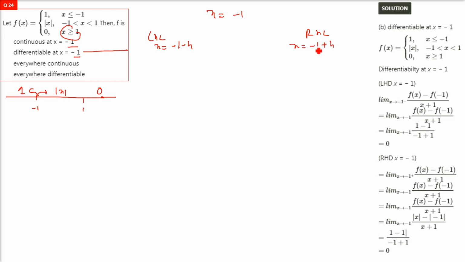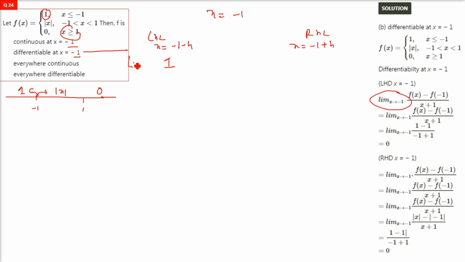minus h. On the right, you have to check minus 1 plus h. That is what we do normally. We subtract h and we add h on the left hand limit and right hand limit. And when we have this x equals to negative 1, what we get? Only 1, because x is less than or equal to 1, it is 1. It is a constant function. Only one value is there.